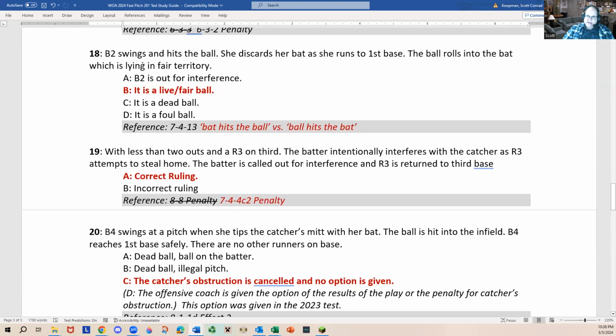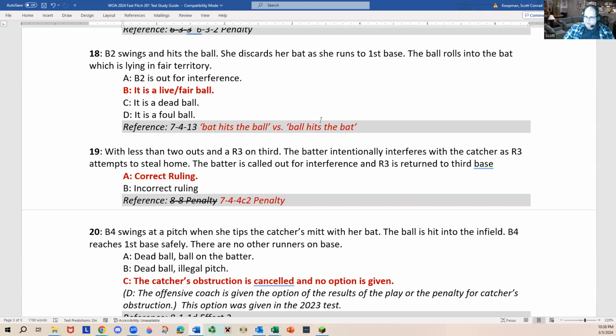Well, in this particular case, that is perfectly legal, which makes it a live and fair ball. We got a nothing. Now, what's interesting when you read Rule 7-4-13, is that there is a difference between a bat that hits the ball and a ball that hits the bat. And the most obvious difference between those two is the bat has come to rest, it's just laying on the ground. It essentially becomes part of the field as far as what we're worried about. And then when the ball hits it, it just hit part of the field.